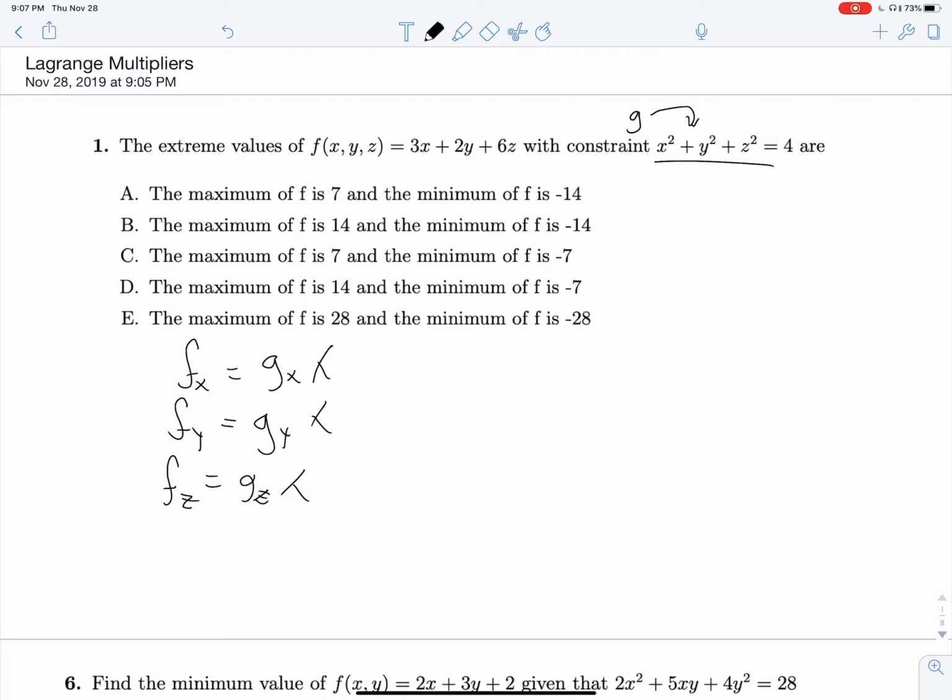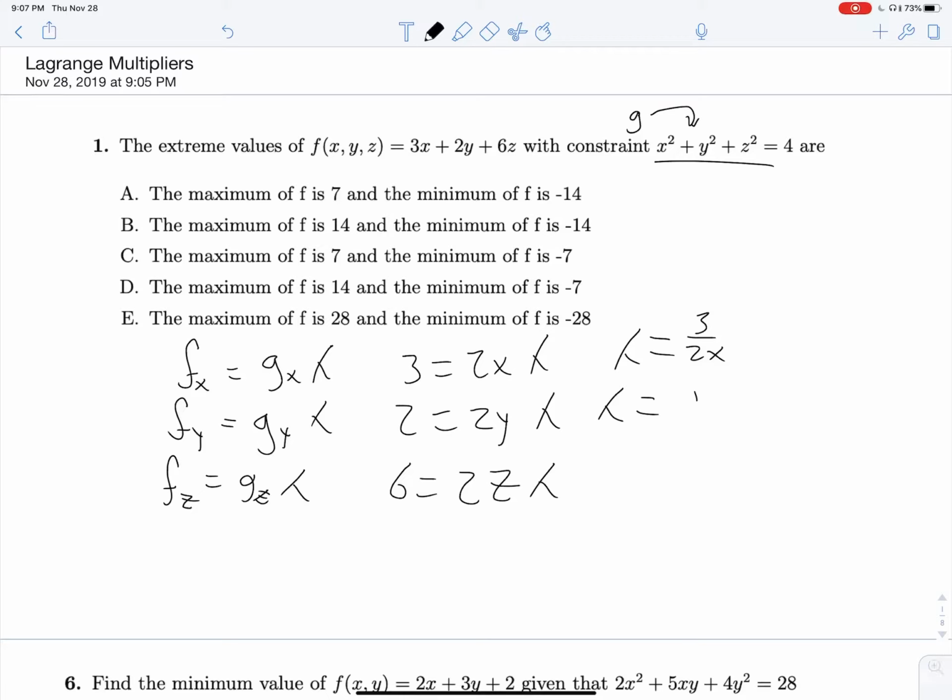So let's find these things. Fx is just going to be 3, and that's equal to 2x lambda. Fy is 2, that's equal to 2y lambda, and Fz is 6, and that's equal to 2z lambda. And let's see what we can do with this. We can say lambda is 3 over 2x. We can say lambda is 1 over y. And we can say that lambda is 3 over z.